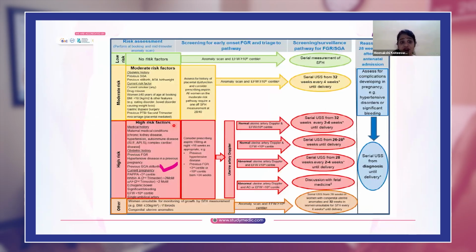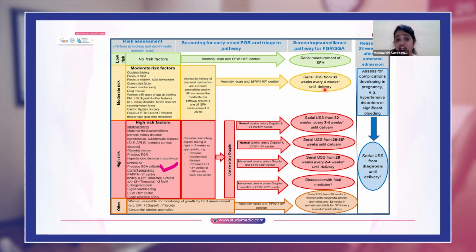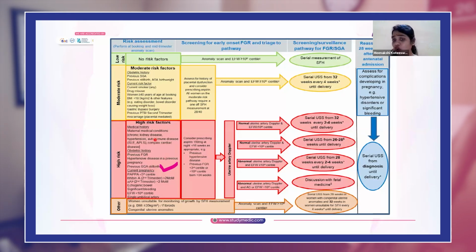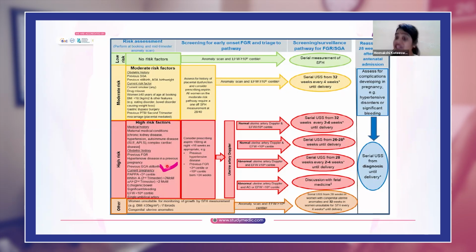Like in this case, as you can see, she definitely has a moderate risk factor, right? So you only have to take the history of her smoking as well as her BMI, and do serial ultrasounds from 32 weeks. You'll do a uterine artery Doppler only if she has any medical comorbidities, any APLAs or SLEs, any hypertensive disorders, a previous fetal growth restricted baby, or a previous stillbirth.